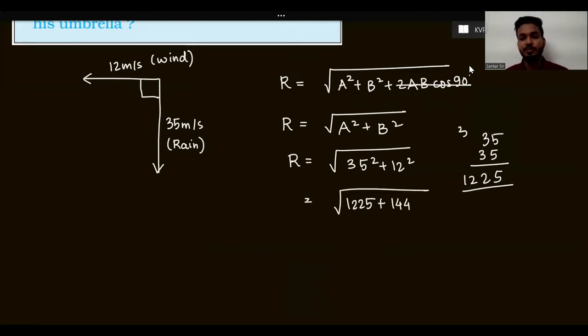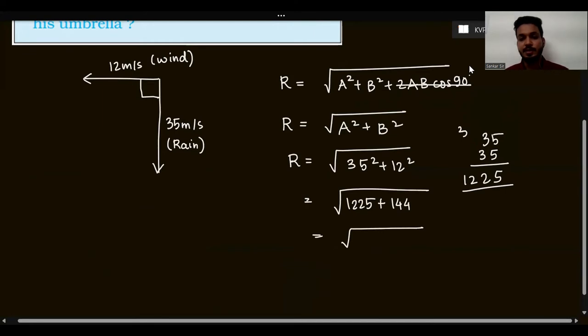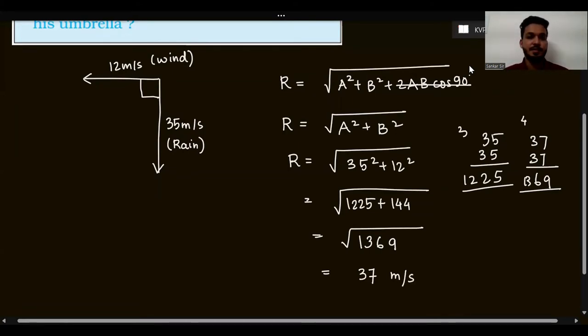So if I take an under root here, this will be 1369. I think this is the square of 37. Let's check. 7 sevens are 49, 4 comes out, 3 sevens are 21, plus 4 is 25. 3 threes are 9, plus 2 is 11. Yes, 1369. So this is the square root of 37. So the resultant is going to be 37 meter per second.